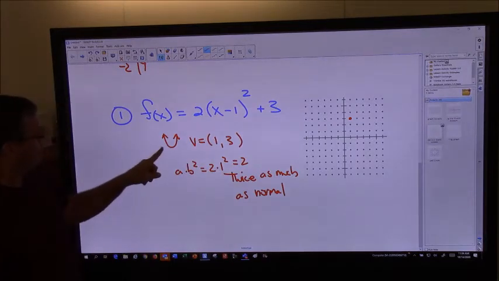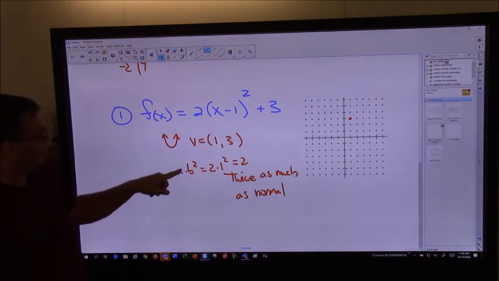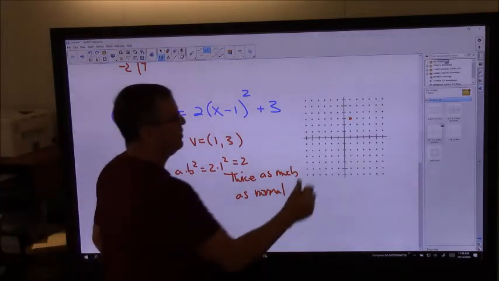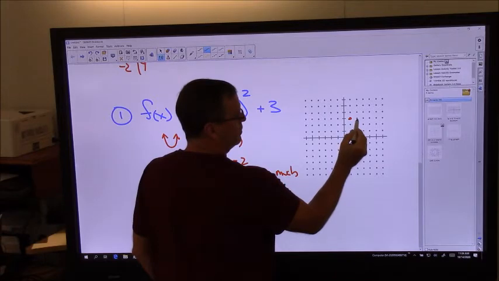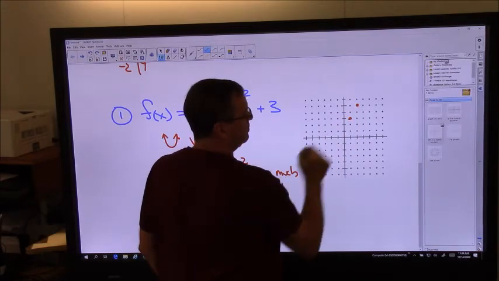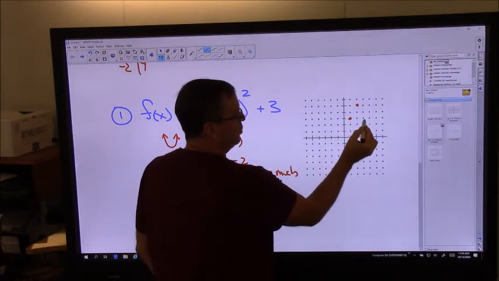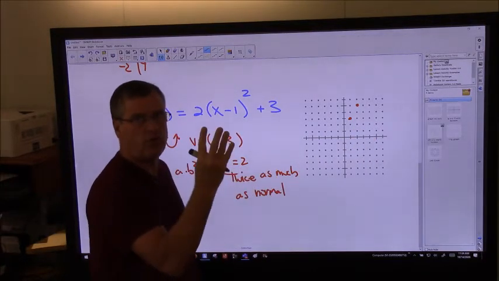I know the parabola opens up, and I know I need to do twice as much as what's normal. So if I start at this vertex and I go over 1 unit, 1 squared is 1, but I need to go twice as far, I need to actually go 2 units up.